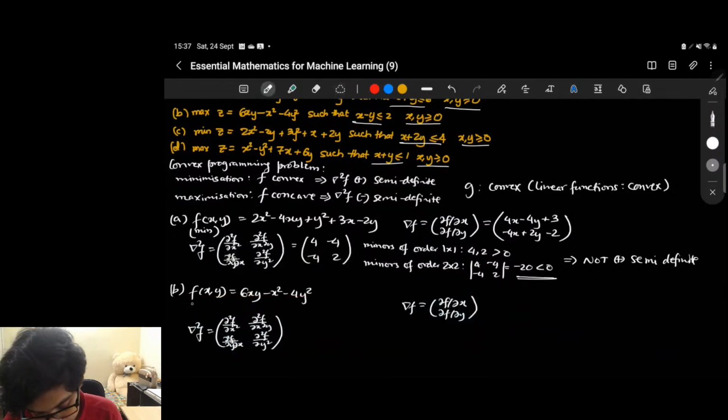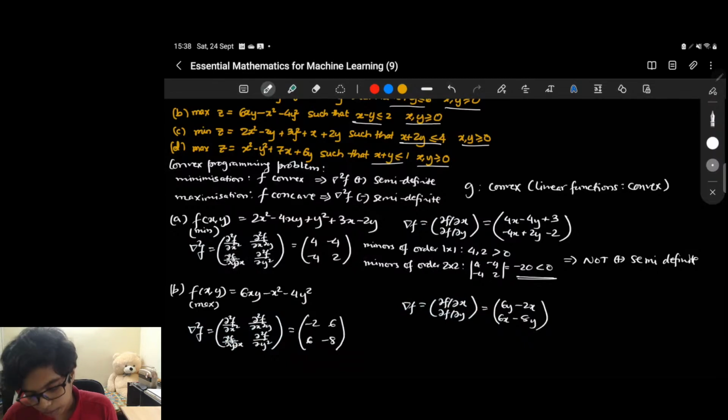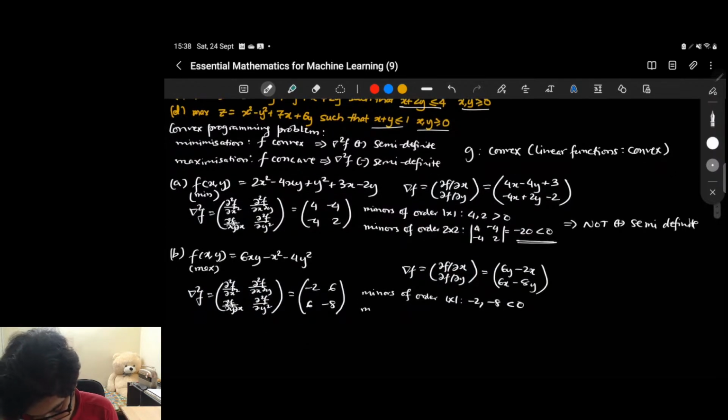And this is a maximization problem. So what is del f? Del f is, and del squared f. So now again, minors of order 1 cross 1 are negative 2 and negative 8, the diagonal elements, which are less than 0.